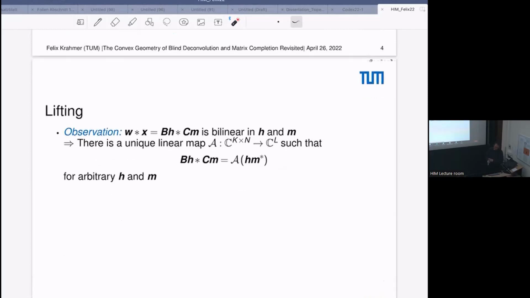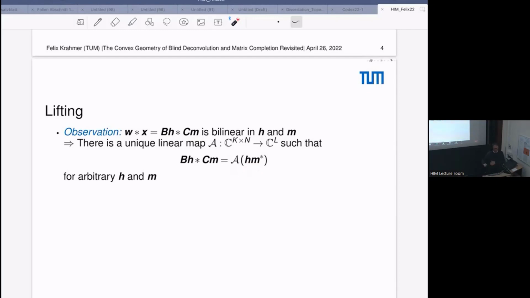The starting point, a number of years ago, was when people started looking at this problem with the machinery of low-rank matrix recovery. At the time, what a lot of people did, and what was a very natural approach, was lifting. They said, okay, we observe that this is a bilinear map in the inputs H and M, and a bilinear map is a linear map in the outer product of H and M. So we have the problem of reconstructing this rank 1 matrix HM* from some linear measurements that are structured.